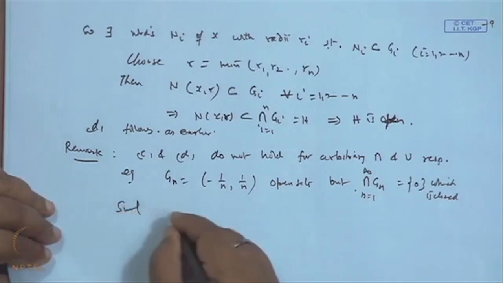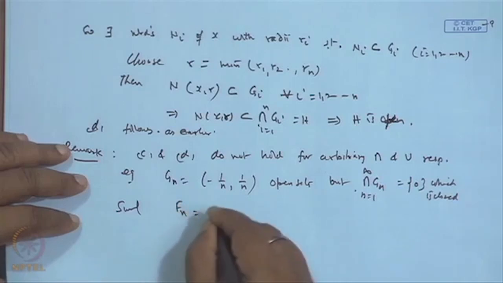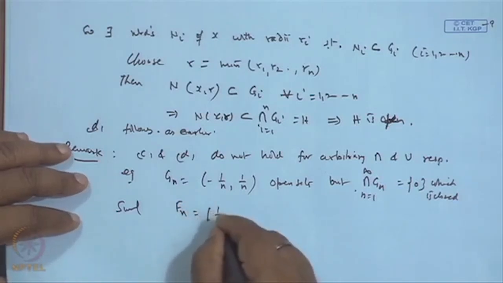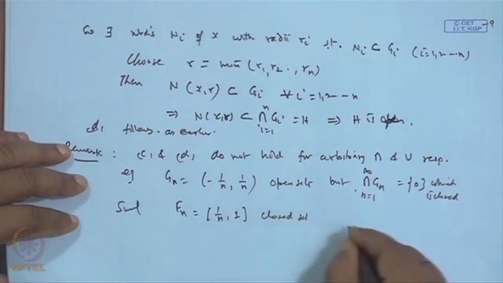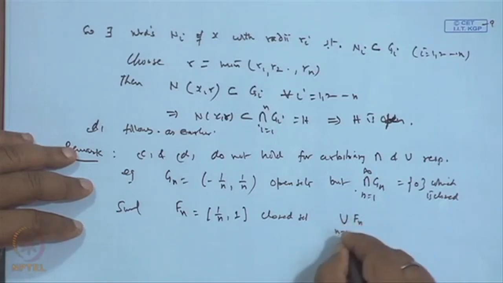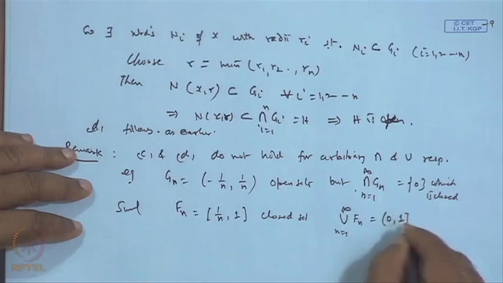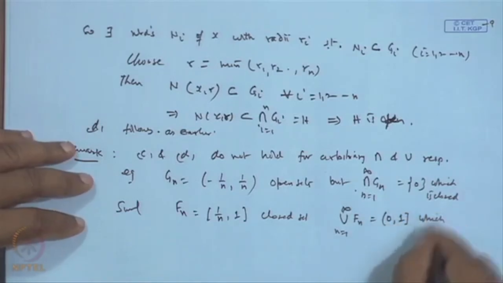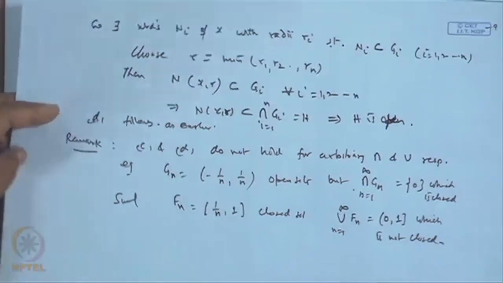Similarly, if we take Fn as the interval [1/n, 1], these are all closed sets. The arbitrary union of these Fn, n from 1 to infinity, is the semi-closed interval (0, 1], which is not closed. So, this shows that for arbitrary intersections and unions, these are not true.